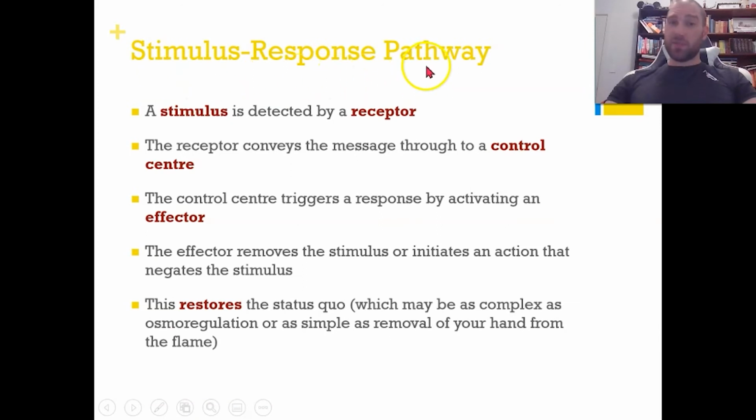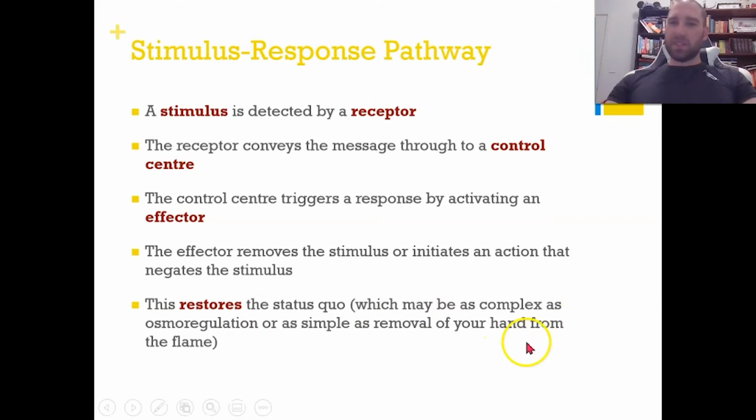Let's talk about the stimulus response pathway. A stimulus is detected by a receptor. From the receptor, the message is conveyed to a control center, and the control center triggers a response to the stimulus by activating an effector. What the effector does is remove the stimulus, or initiate an action that negates the stimulus. That gets us back to our balance, so we restore our status quo, which could be very complex like osmoregulation, or very simple like removing your hand from a flame, and this is the one that we normally go through in Year 9.